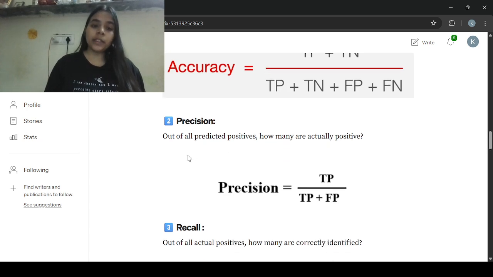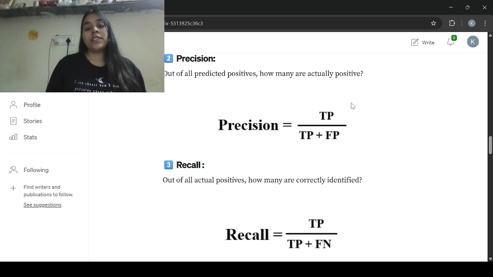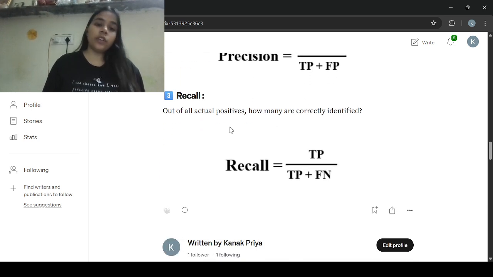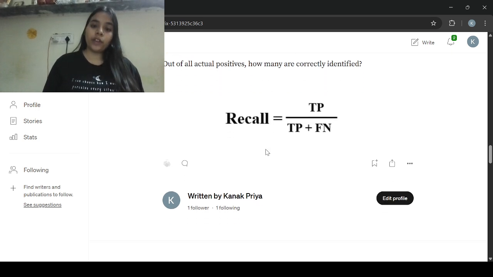Second one is precision. The definition of precision is: out of all predicted positives, how many are actually positive. The formula for this is TP divided by TP plus FP. By putting the values of TP and FP here, we can find the precision. The third one is recall. Out of all actual positive results, how many are correctly identified? The formula for it is TP divided by TP plus FN. By putting the values in this also, we can find the result of recall.